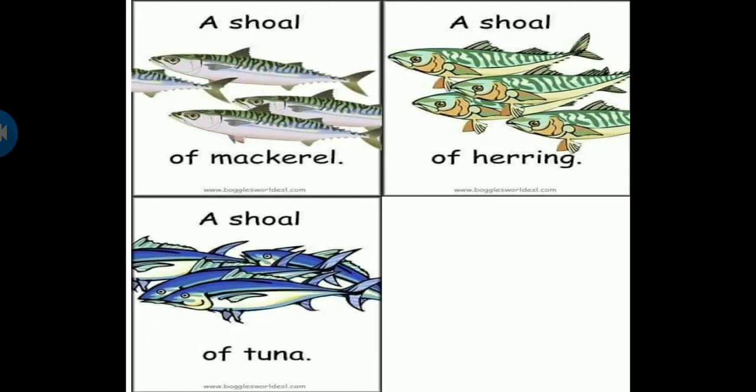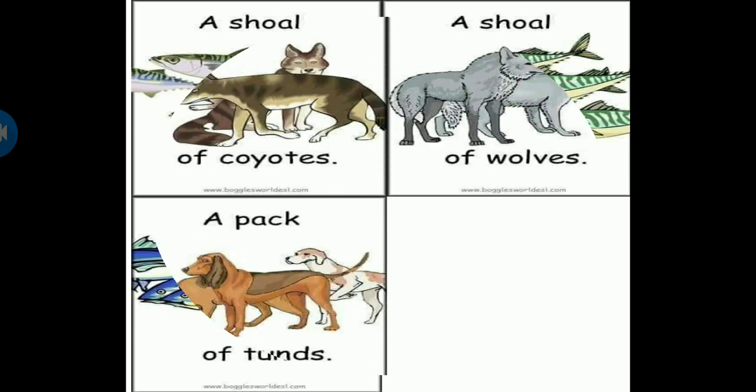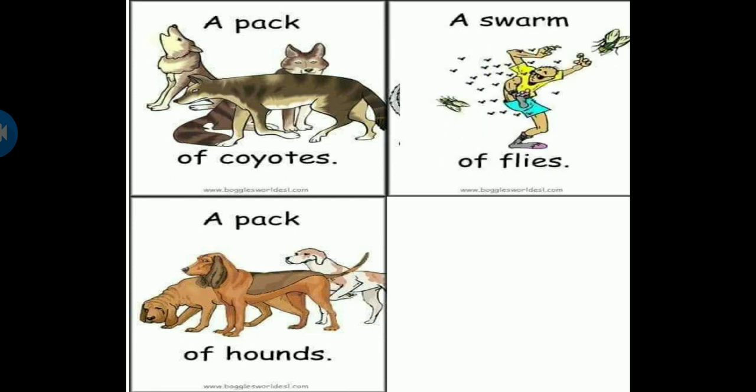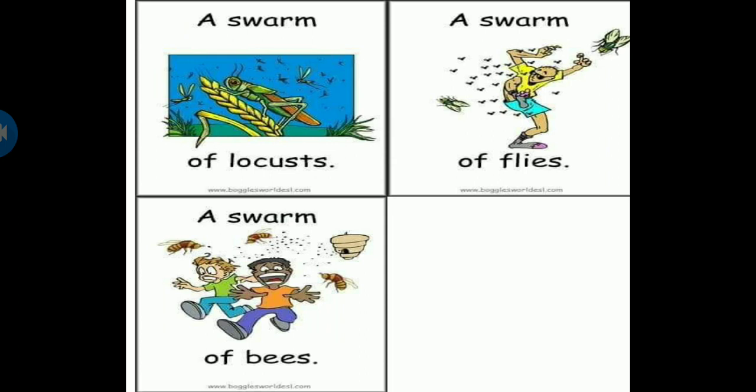A shoal of mackerel, a shoal of herring, a shoal of tuna. So these are the examples of fish, the aquatic animals. Okay. A pack of coyotes, a pack of wolves, a pack of hounds. A swarm of locusts. A swarm of bees. A swarm of flies.